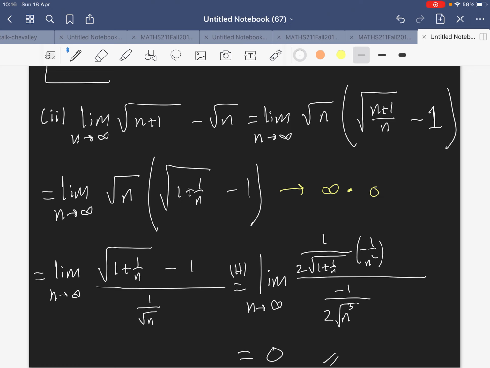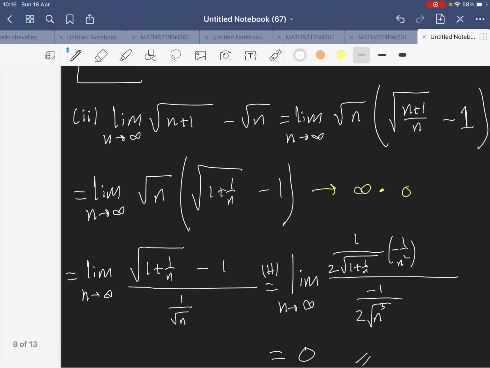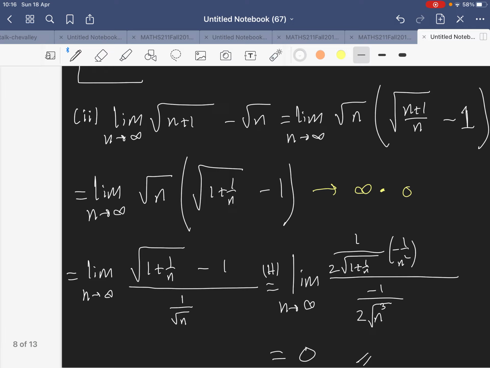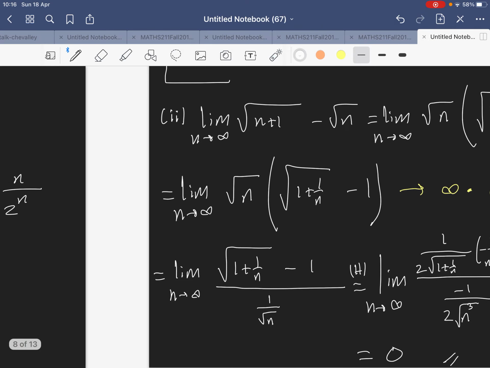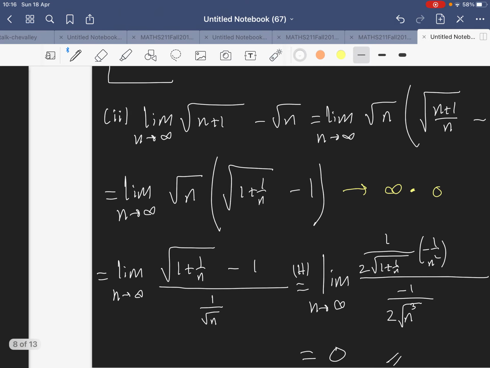This is a tricky one. I would like you to go through the steps of this one. So please do it, try it, and practice it. Okay.